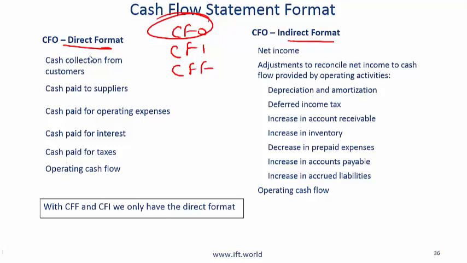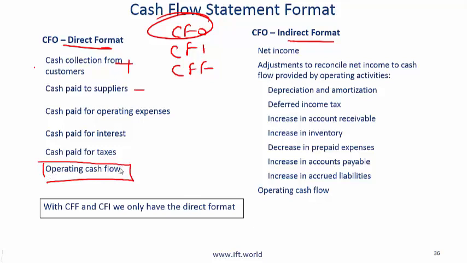format, we essentially reproduce an income statement where, instead of using revenue, we use cash collected from customers. So every income statement item is replaced by an analogous cash item. So cash collected from customers, that's money in, and then cash paid to suppliers, that's money out, cash paid for operating expenses, and so on.